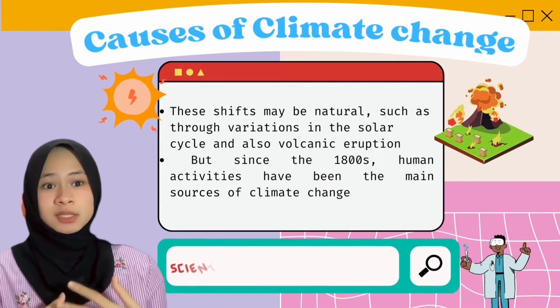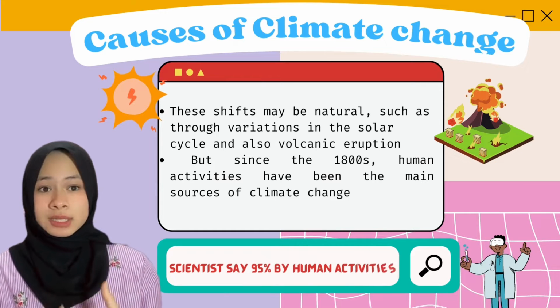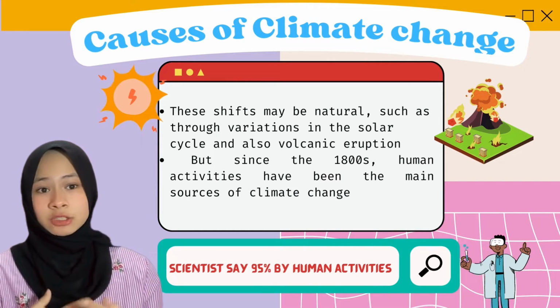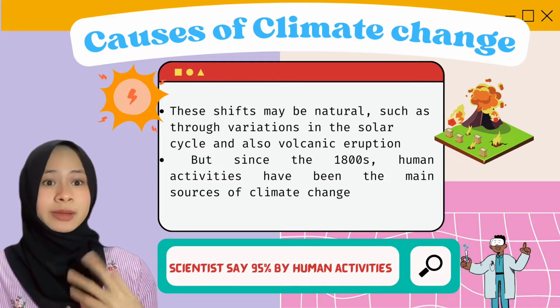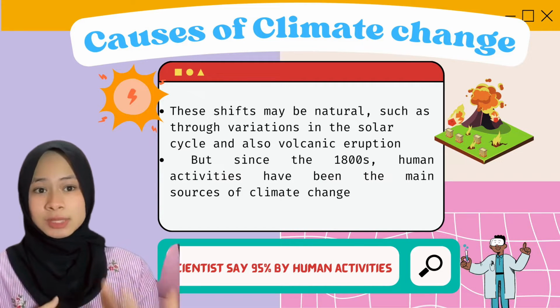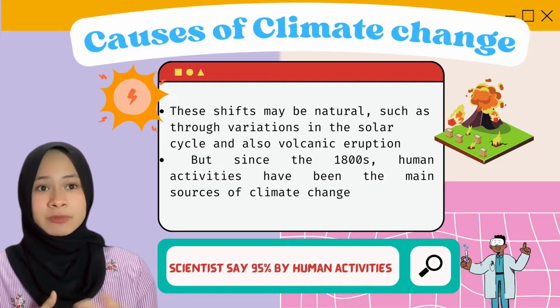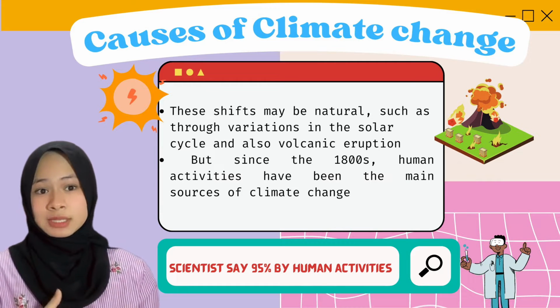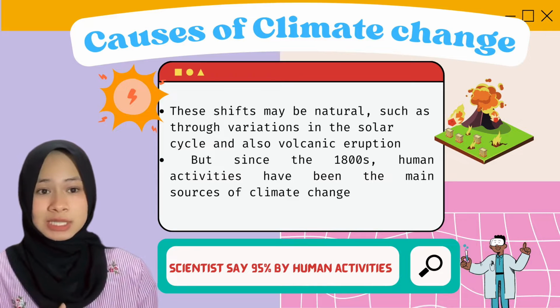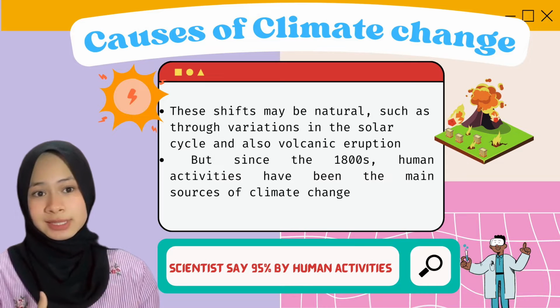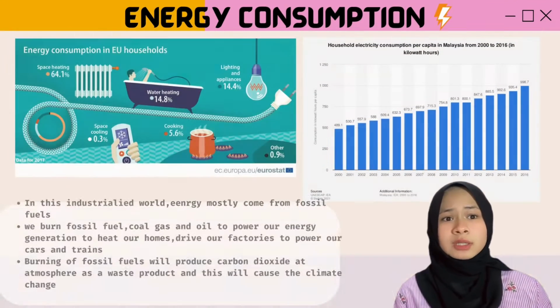So, what are the causes of climate change? This shift may be natural, such as slow variations in the solar cycle and also volcanic eruptions. But since the 1800s, human activities have been the main source of climate change. Scientists also say that 95% of climate change comes from human activities. So, why did they say so?